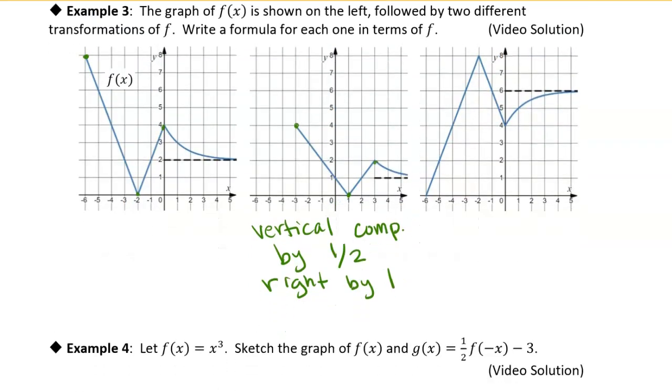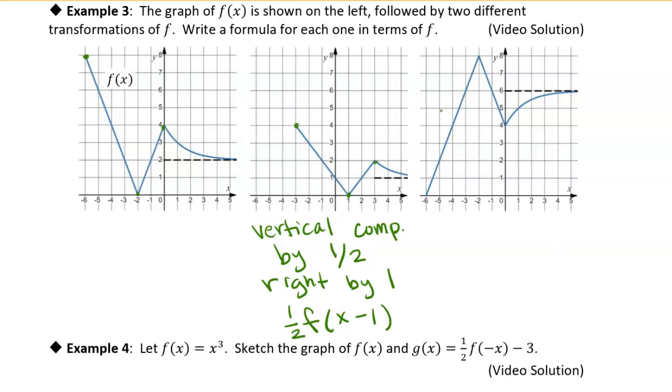We're shifting it to the right. So it looks like the function is going to be f of x minus 1, because I'm going to shift it to the right, and then we're multiplying it by a half. So if I'm going to write a formula for this transformation, it would be 1/2 f of x minus 1. We have a shift to the right by 1 and a vertical compression.